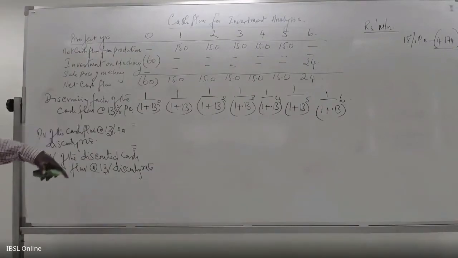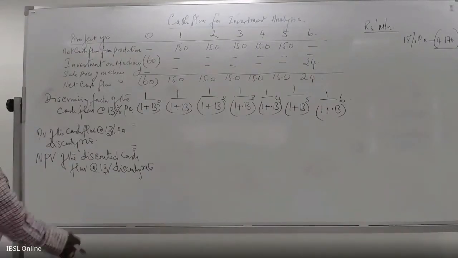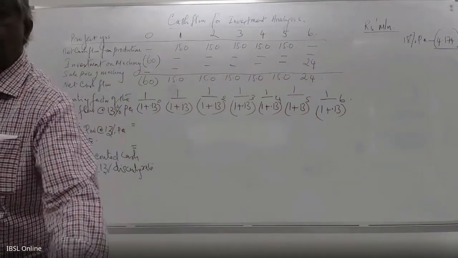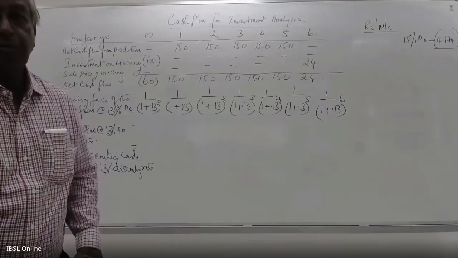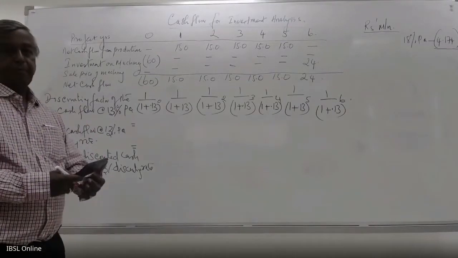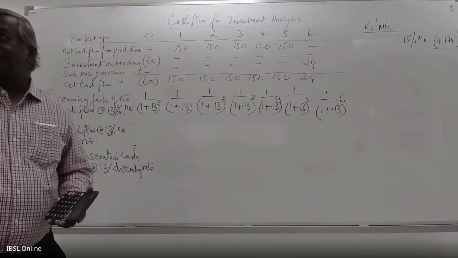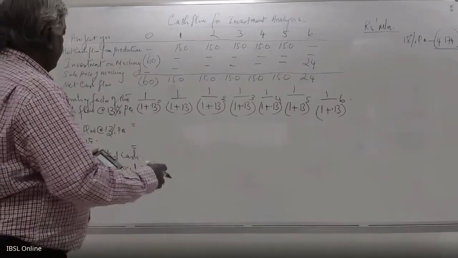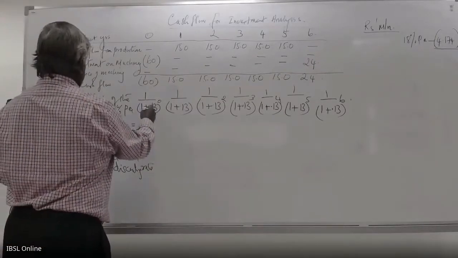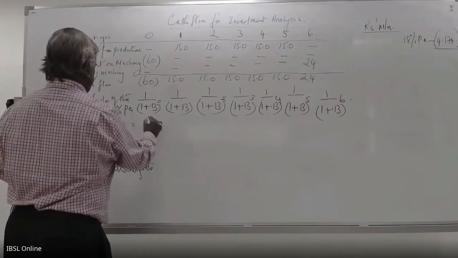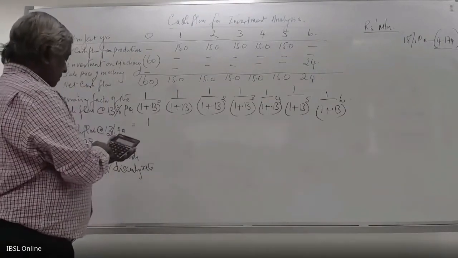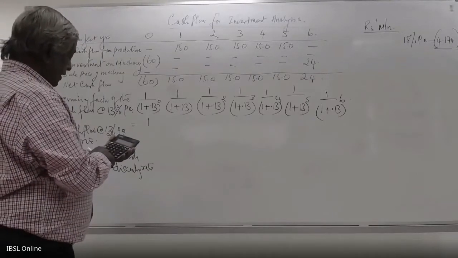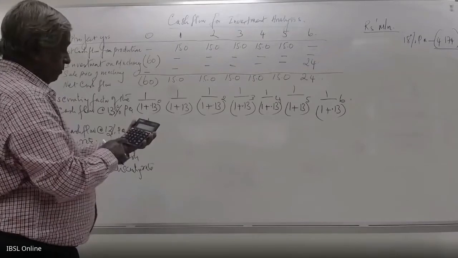So, the PV of the cash flow. So we simplify this one. Here the discounting factor is 1. Here, 1 divided by 1.13. 1 divided by 1.13.